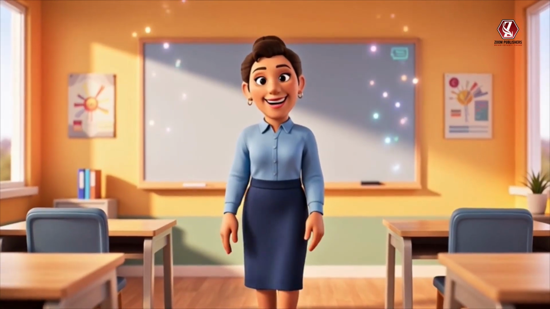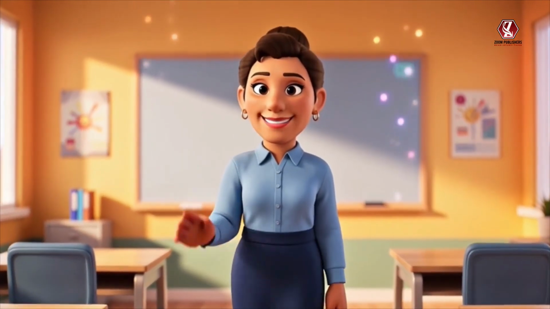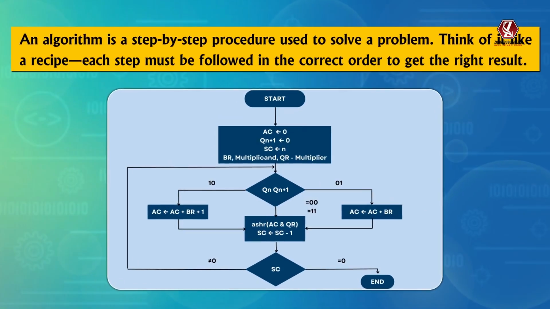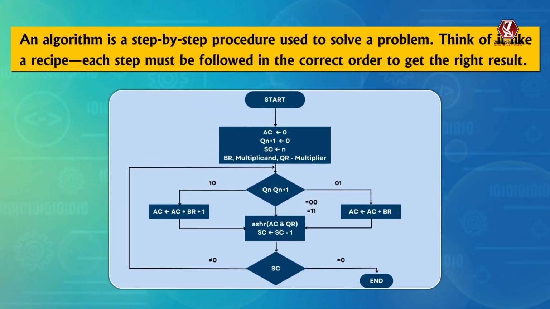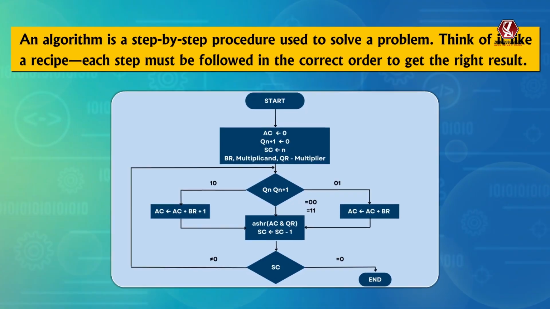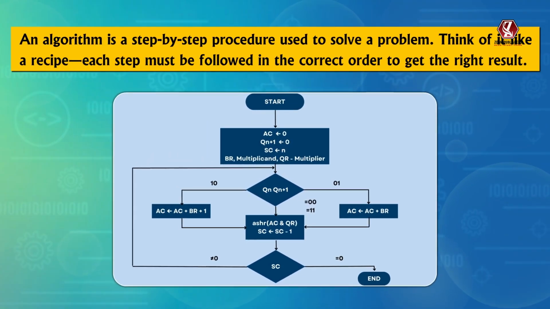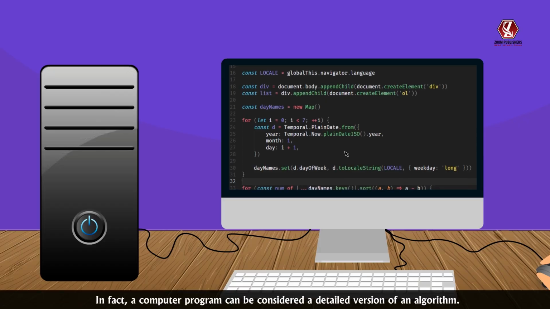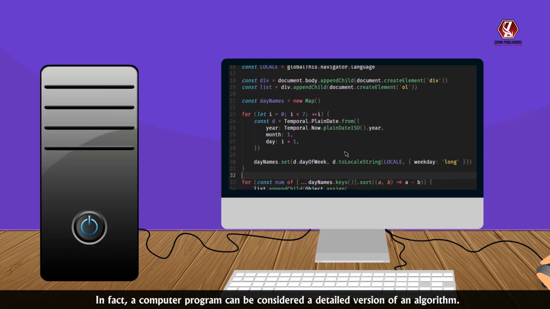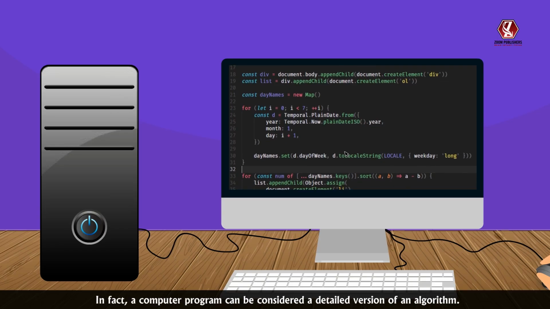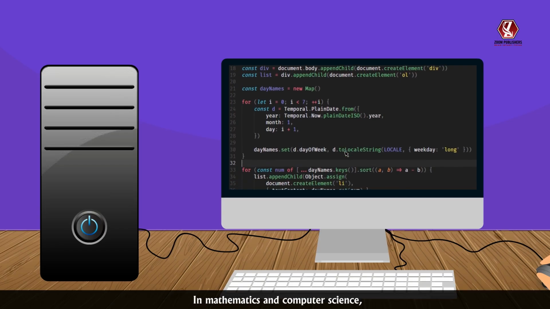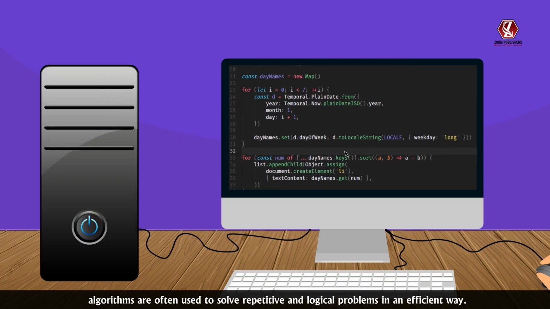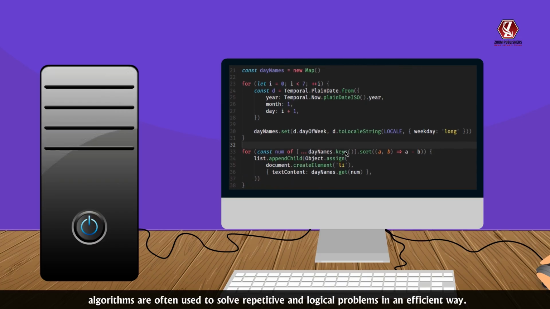In today's lesson, we're going to explore programming step by step from algorithm to output. An algorithm is a step-by-step procedure used to solve a problem. Think of it like a recipe. Each step must be followed in the correct order to get the right result. In fact, a computer program can be considered a detailed version of an algorithm. In mathematics and computer science, algorithms are often used to solve repetitive and logical problems in an efficient way.